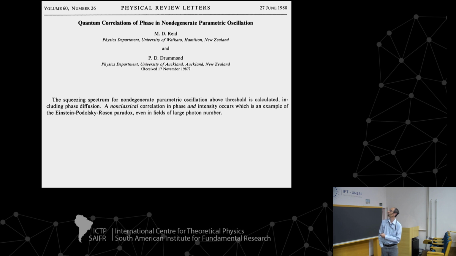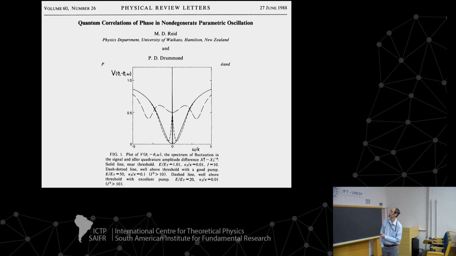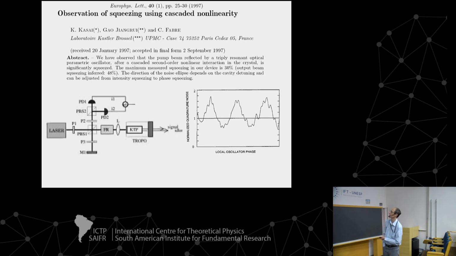And now, when you go to non-degenerate parametric oscillators, you expect here to have correlation like this for the difference of amplitudes and sum of the phases. You can also have squeezing from the pump. Okay, it's quite blurred, but you have a reflection of the pump here, and then you measure here, and you see some squeezing coming out.